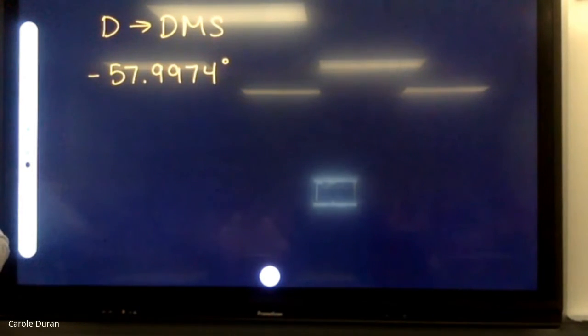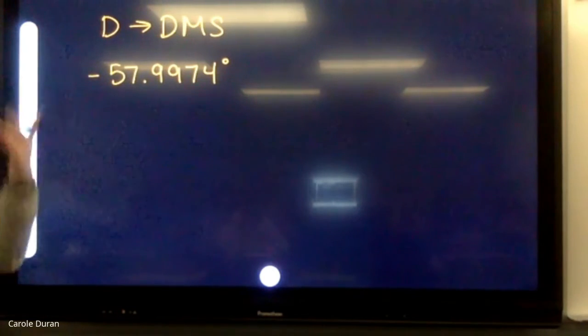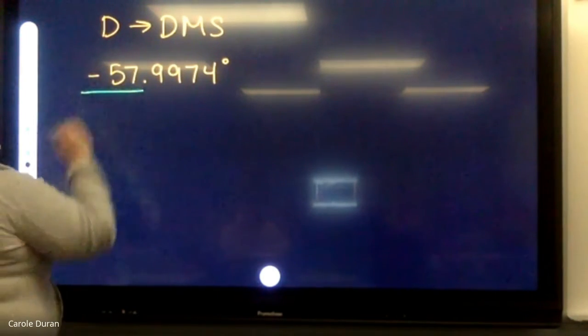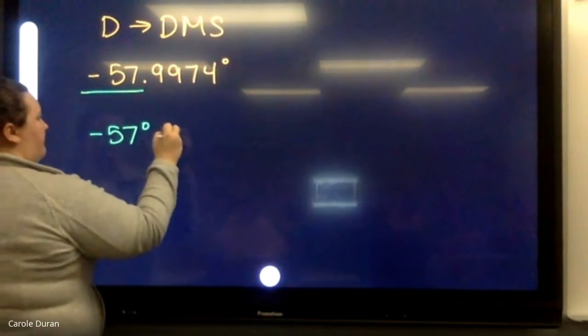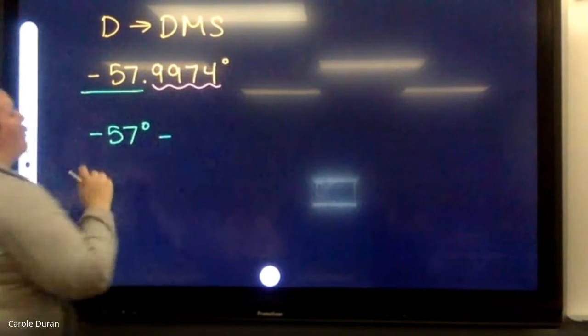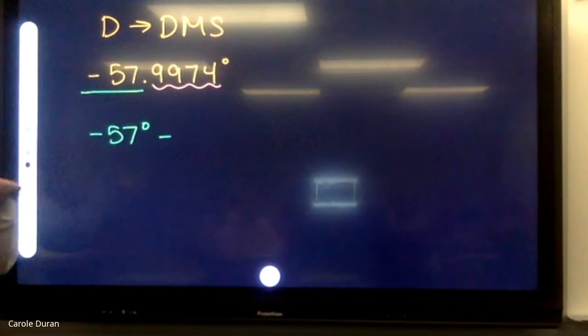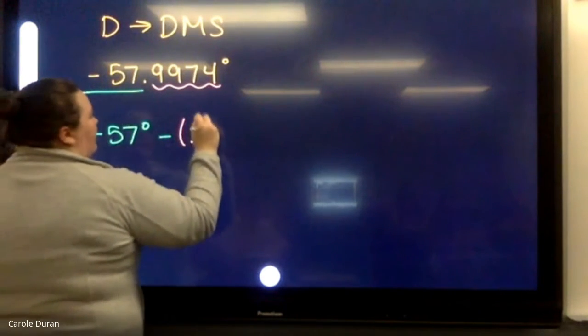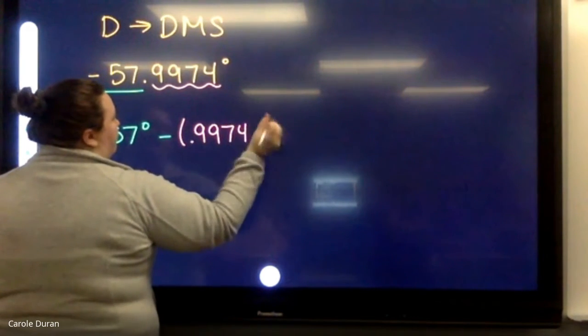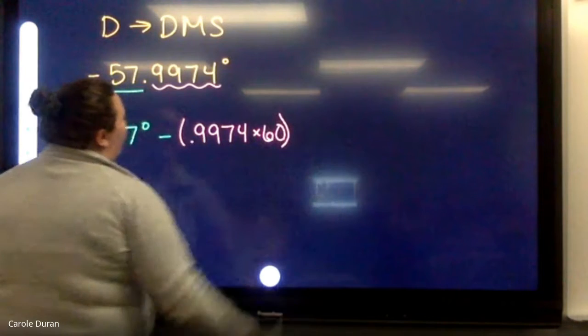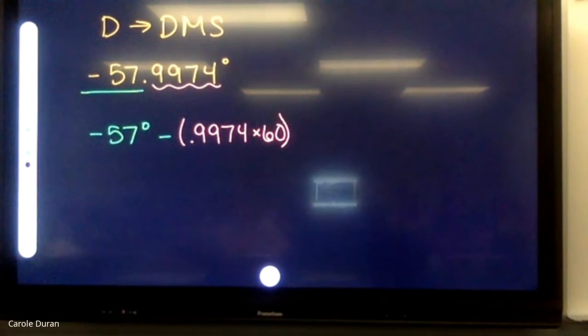What's the first thing I can easily identify when I'm changing from degrees to degrees, minutes, seconds? The degrees. What's my degrees here, Colin? Negative 57 degrees. How do I find my minutes then? Because it's negative on the front, we assume that covers the entire thing. Just make sure you keep that same thought throughout. So we take the 0.9974 and we do what? Multiply by 60, because there are 60 minutes in a degree.